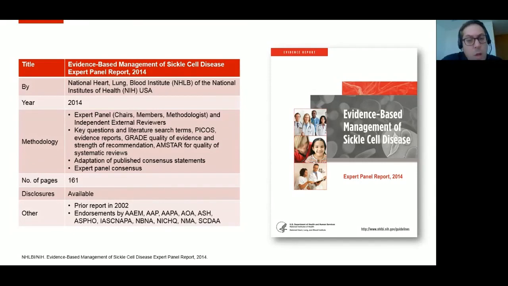It starts off with looking at key questions developed using the PICO standard, then looking into the literature and preparation of evidence reports. And then these were subjected to GRADE quality assessment for evidence and strength of recommendation, and the AMSTAR standard for the quality of systematic reviews. And when the evidence wasn't available in the literature, there was adaptation of published consensus statements or expert panel consensus to agree on certain elements that don't necessarily have enough evidence in the literature to follow any GRADE criteria per se.